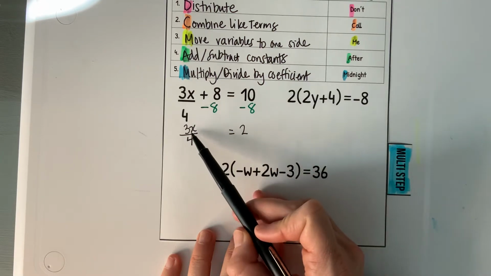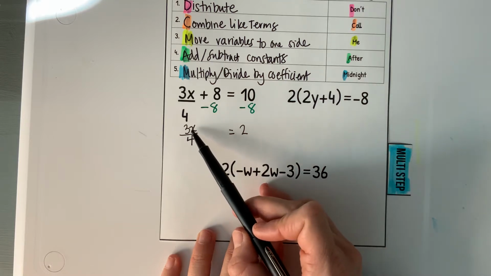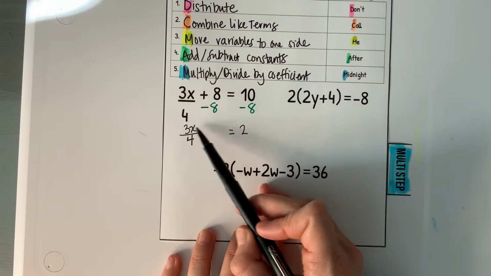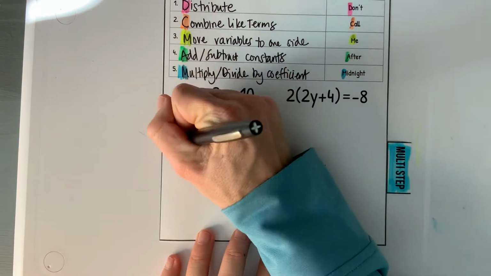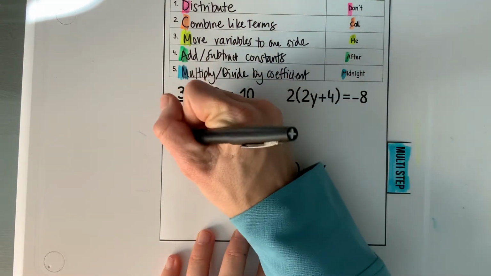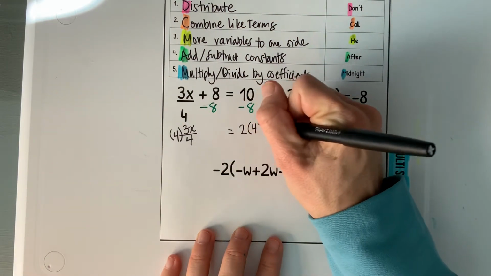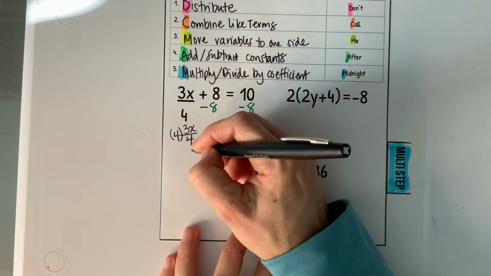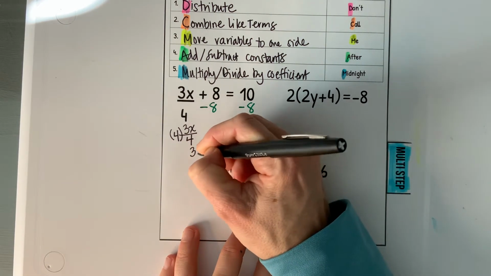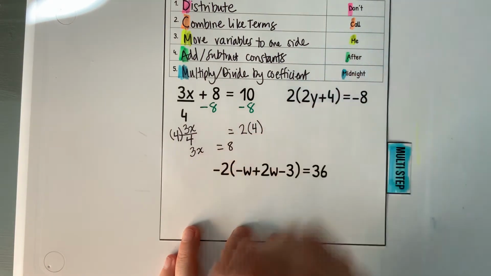I just have this 3/4 as my coefficient. So x is being multiplied by 3 and divided by 4. I'm going to get rid of that divide by 4 first. In order to get rid of divide by 4, I need to multiply by 4, and what I do to one side, I do to the other. So times 4, and I bring down my 3x is equal to 8.